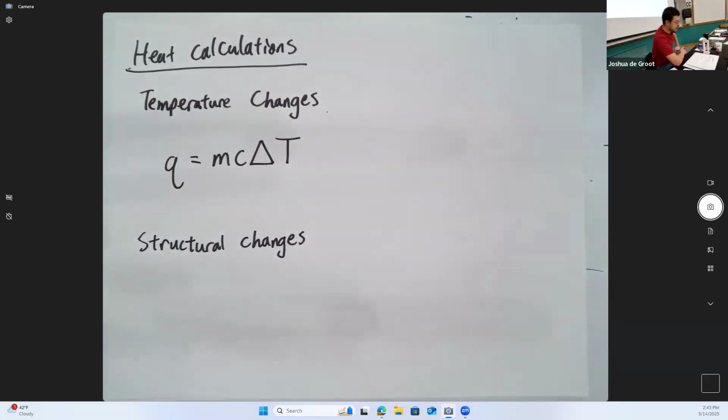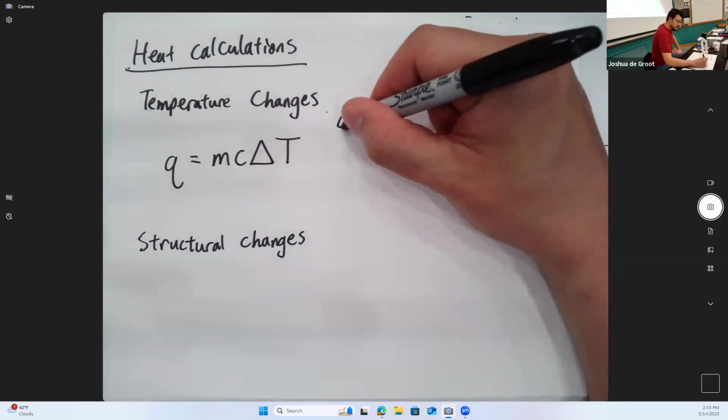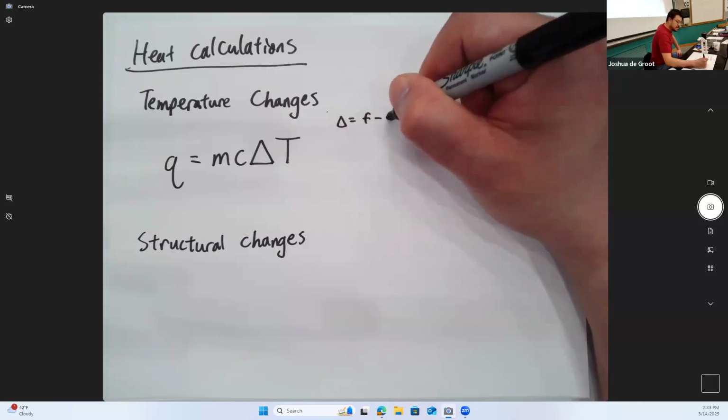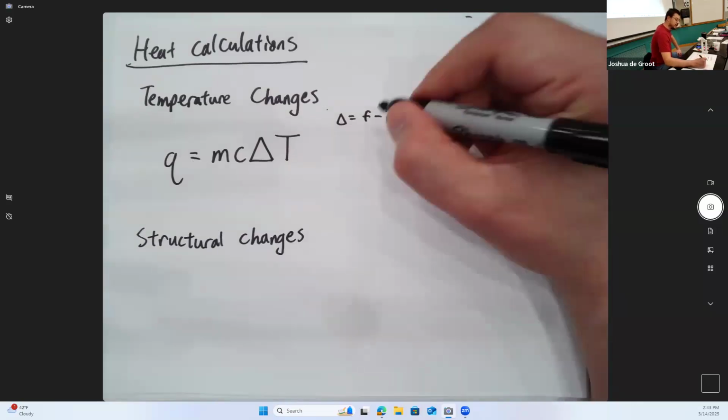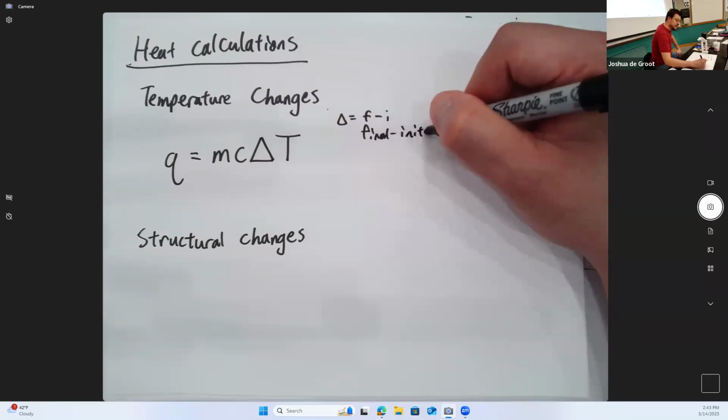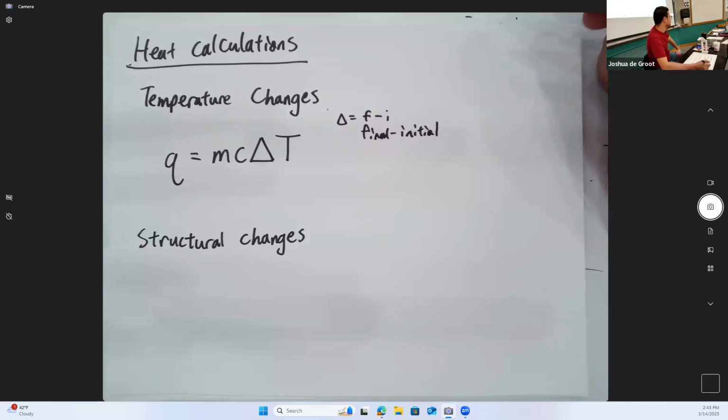Delta is not a variable. It's not a letter. Okay, it's not a constant or anything. Delta just means final minus initial. Okay, final minus initial. It just means change. How much did your temperature change by? And the only way you can calculate a change is to subtract the difference.